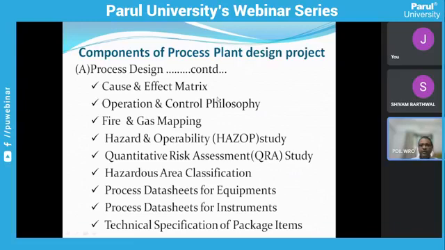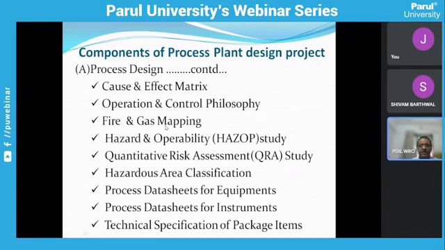One cause and effect matrix can be based on the DCS control, another one can be based on the ESD. That means when some critical activities take place, when the DCS control has already failed, at that time the ESD will be activated and the entire plant can go into shutdown mode. And the operation and control philosophy is based on the cause and effect matrix, which will give the entire description of the process plant, how it is operated, and how the control mechanism is being implemented.